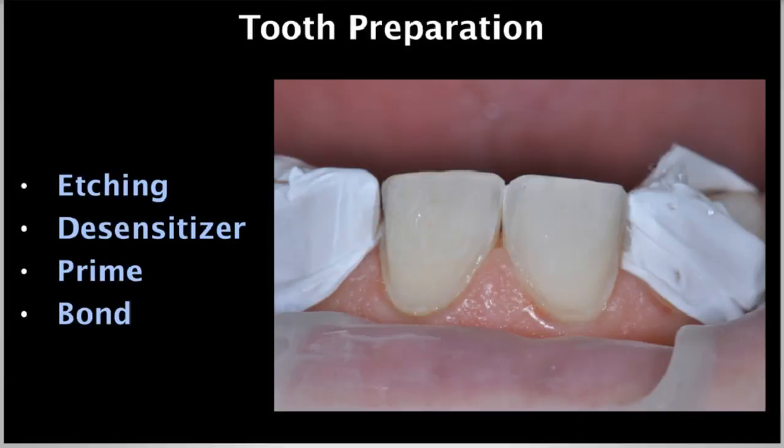And then there's going to be some process of priming and then bonding. This is not a program about dentin adhesives, so I don't want to go into all of that, but we know there are lots of choices on the market. Everything in one bottle, 2 bottles, 3 steps. There are lots of things to think about with that.